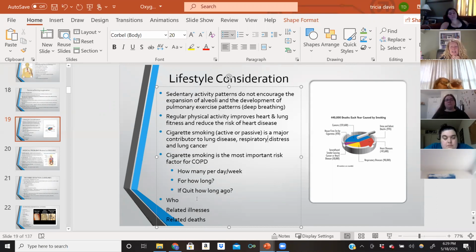Find out who in the house smokes. Find out if there's ever been any related illnesses to any type of lung issue. So did they have any mother or father or grandparents, brothers, sisters that had any type of lung cancer? Or if they smoked, did they grow up in a house with people that smoke, even if they don't smoke? These are the things that we want to ask.